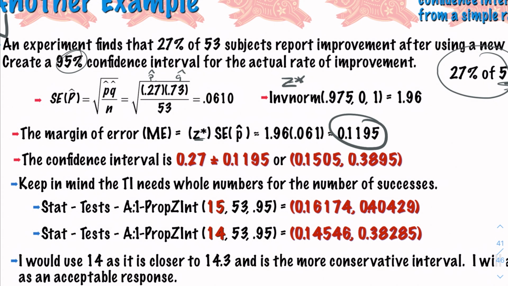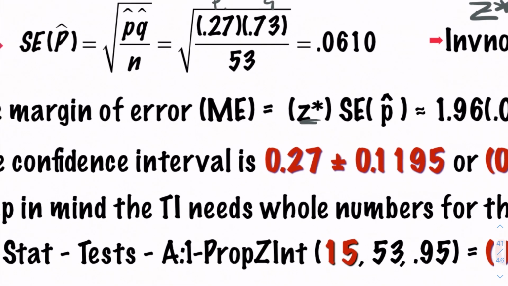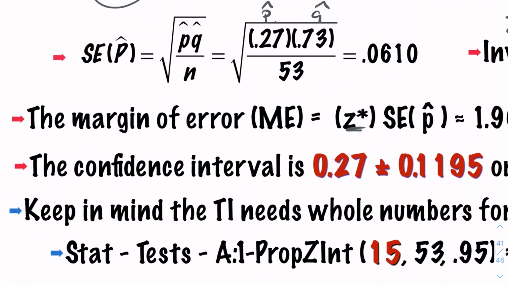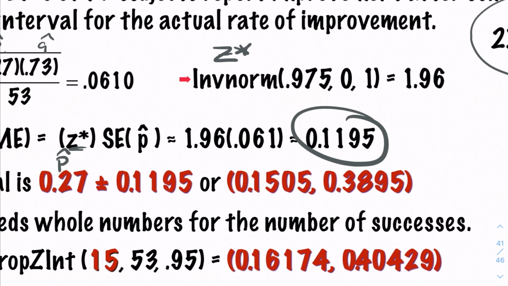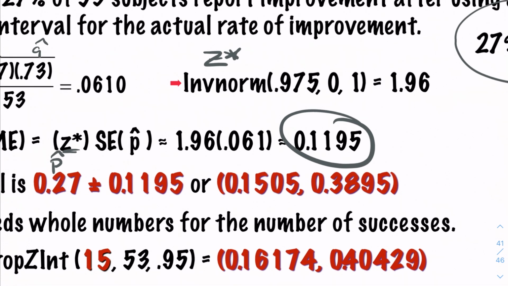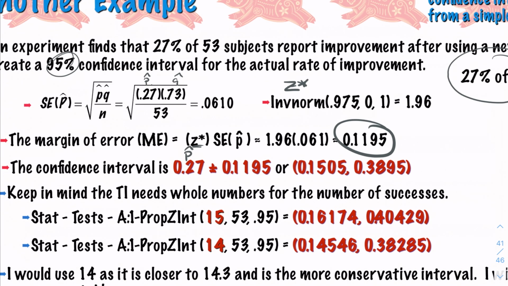0.1195. So now we are going to assemble our confidence interval. The confidence interval is our sample proportion, p hat, plus or minus our margin of error. Our lower bound is 0.1505 to 0.3895, or 15% to 39% roughly.